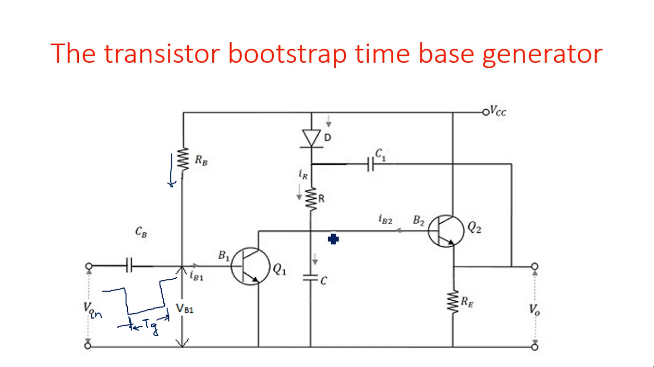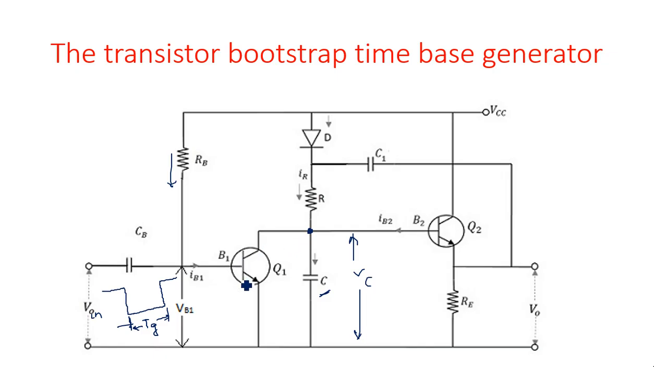Now, the output of the first transistor Q1 is applied as the input of the second transistor, as well as the voltage across the capacitor. This is the capacitor we are using for the time-based generating circuit, nothing but the sweep circuit. The voltage across this capacitor is VC. This VC is the output voltage of the transistor Q1.